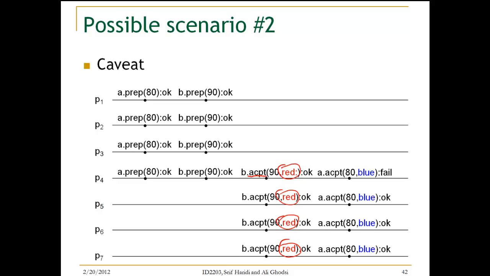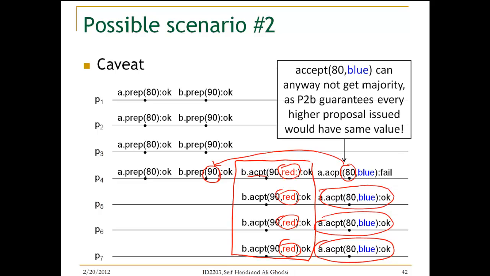Now if node A comes with its accept message, of course it will fail here because this accept is lower than this promise. But because there is no promise at P5, P6 and P7, they will answer okay for this. But you can see very well that these accept responses are actually superfluous, and the proposal will never be accepted because a majority has already been established here. This majority had been established at this point. So clearly accept 80 can anyway not get a majority, as our property P2B guarantees every higher proposal issued would have the same value, and the value blue is not the same as the value red. So these responses could as well be rejected.